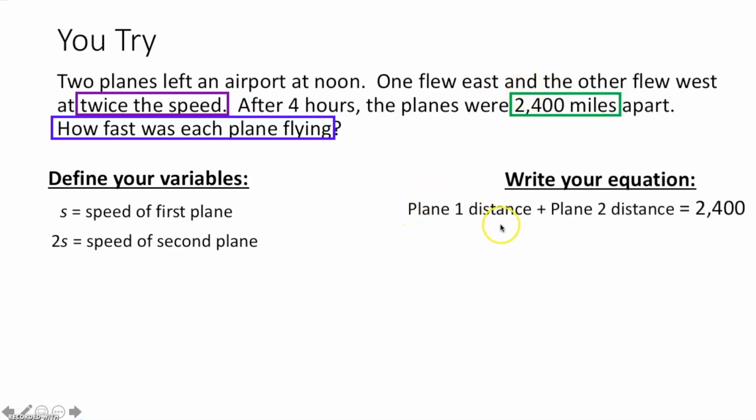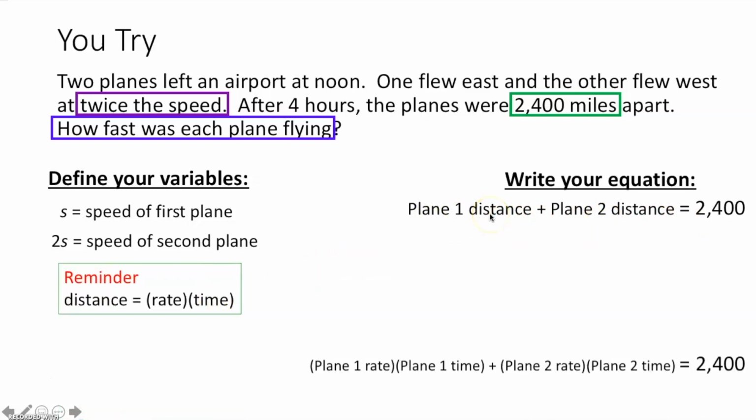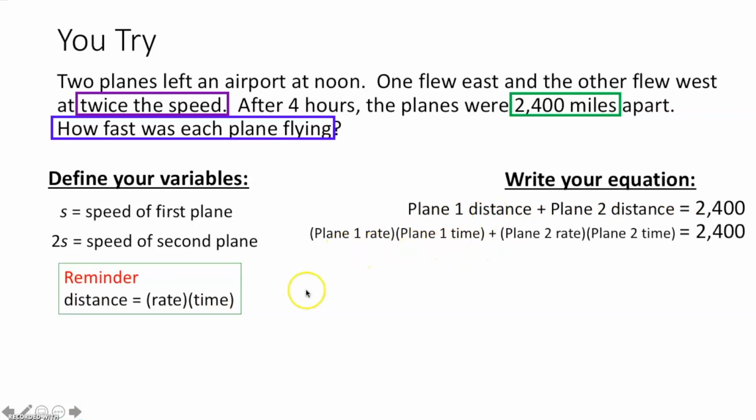So we can do plane 1 distance plus plane 2 distance is equal to 2,400. Now, what do we know about distance? It's equal to rate times time. So plane 1 distance is the same as plane 1 rate times plane 1 time, just as plane 2 distance is the same as plane 2 rate times plane 2 time.